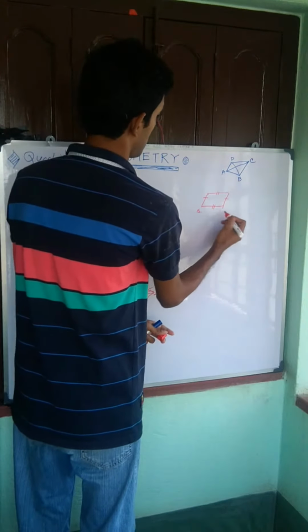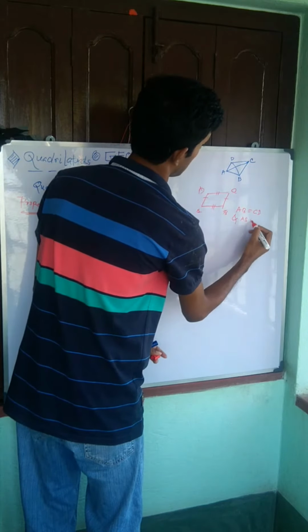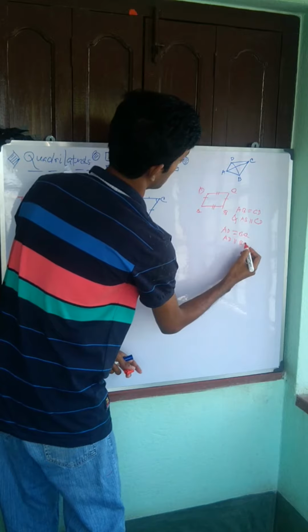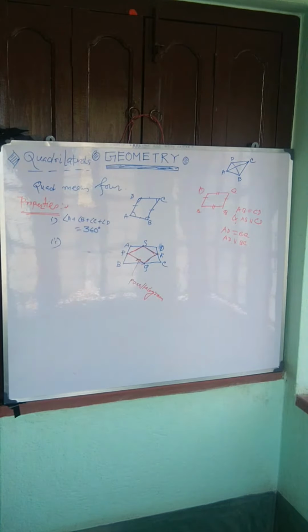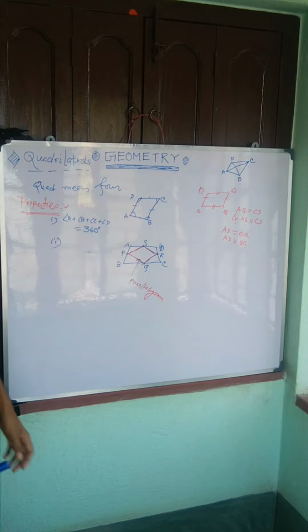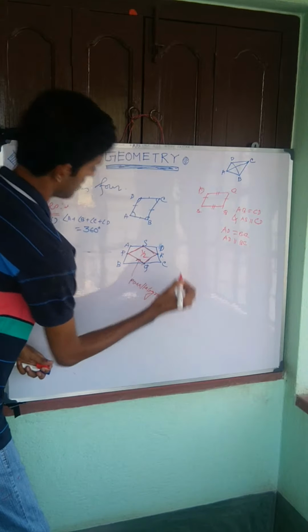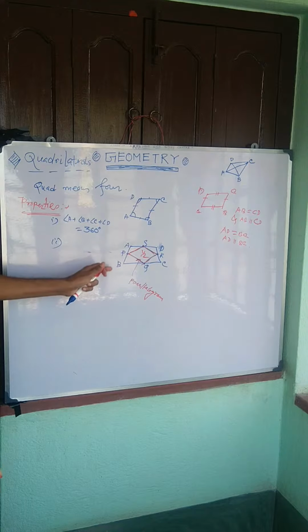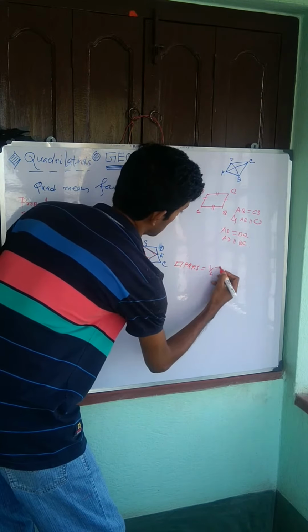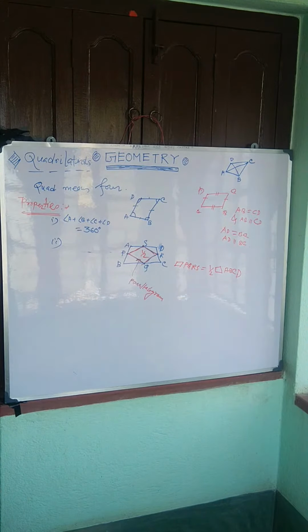These sides are A, B, C, D. AB is equal to CD and AB is parallel to CD. Vice versa, AD is equal to BC and AD is parallel to BC. Okay, understand guys? So if the midpoints of the quadrilateral are joined together, they form a parallelogram. And one more property: the area of this parallelogram PQRS would be equal to half of the area of the quadrilateral ABCD. Understand guys?